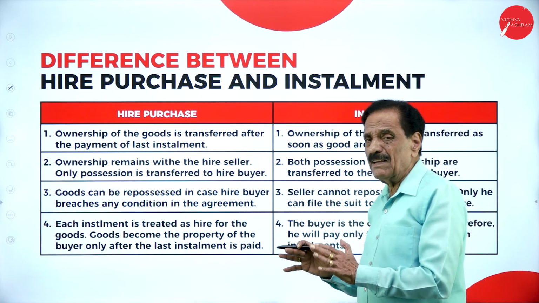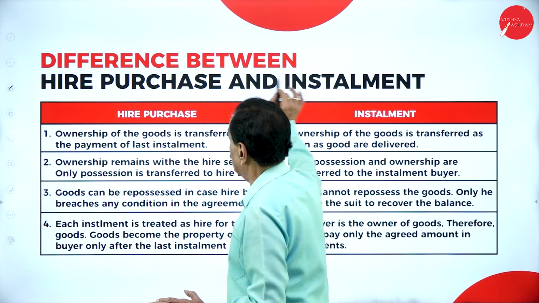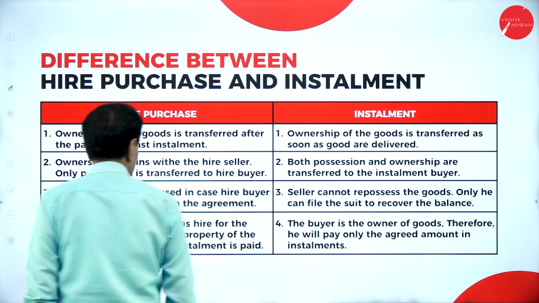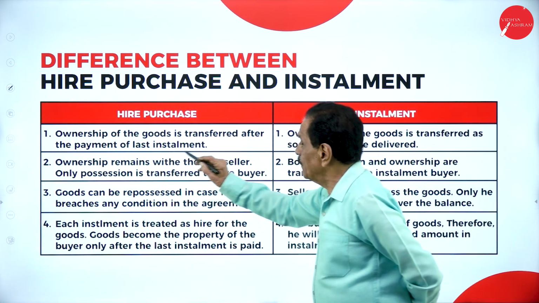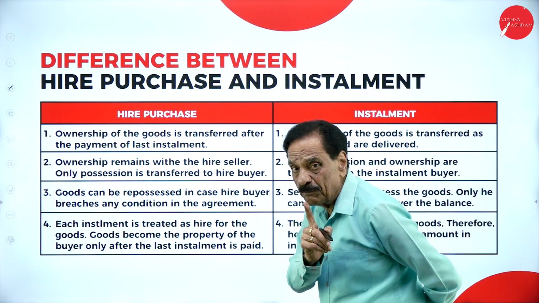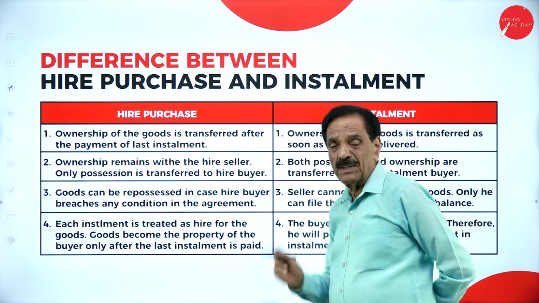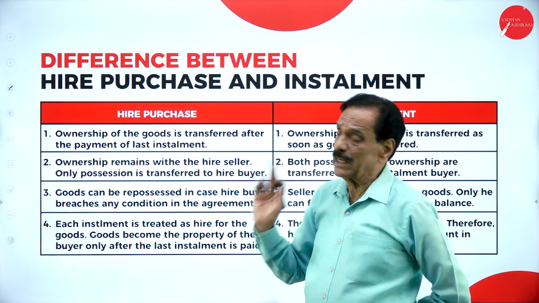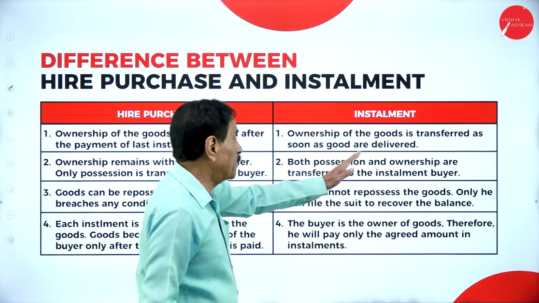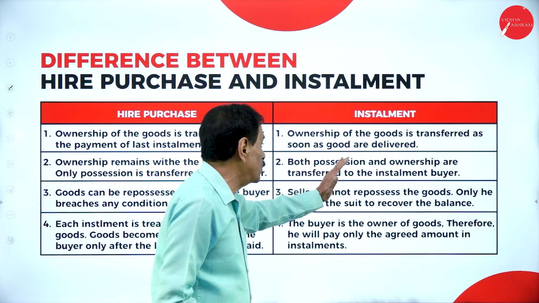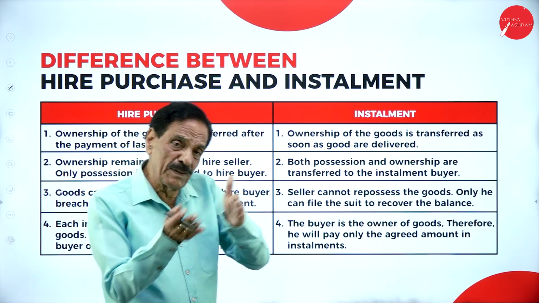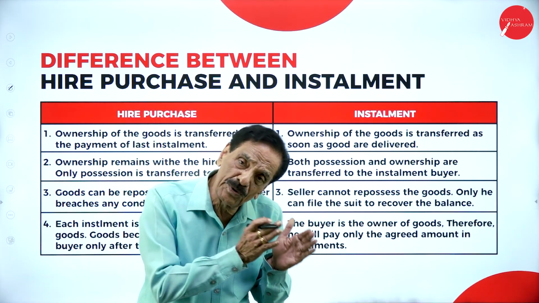Generally we ask the differences between hire purchase and installment. We'll go one by one. First one, ownership. In hire purchase, the ownership of the goods is transferred after the payment of the last installment, so the ownership will not be transferred till the last installment is paid. Whereas in installment, ownership of the goods is transferred as soon as goods are delivered. At the time of delivery itself, along with the goods, the legal ownership is also transferred.